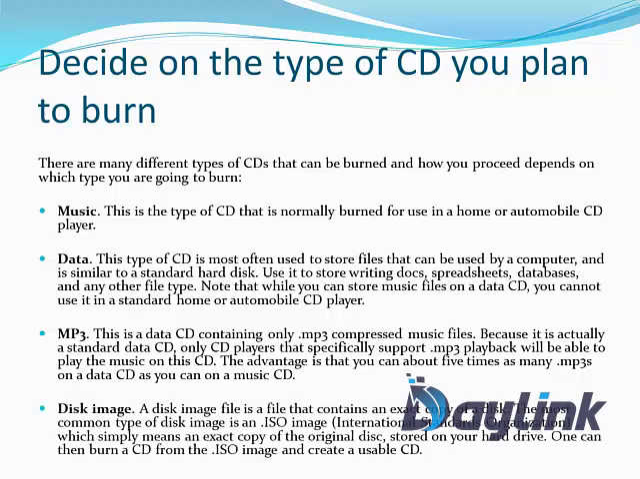Disk image. A disk image is a file that contains an exact copy of a disk. The most common type of disk image is ISO, which simply means the exact copy of the original disk. On your hard drive, one can burn a CD from the .iso image and create a usable CD.